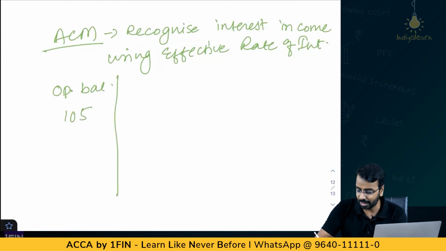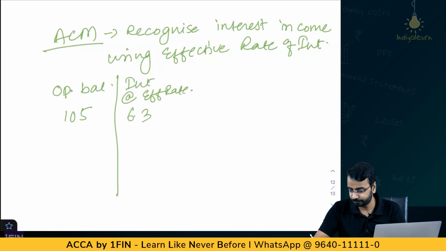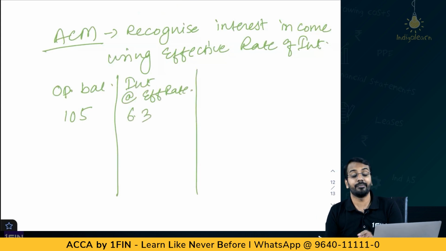Then on this, you will add interest at the effective rate. For example, the effective rate of interest in this case is 6%. So 105 multiplied by 6% gives me 6.3. Always remember, interest income will be recognized using the effective rate only. It will always be recognized using the effective rate only.